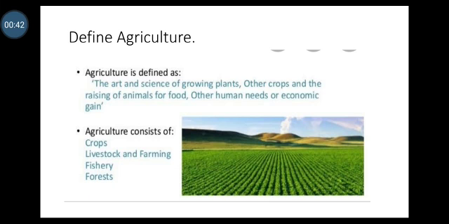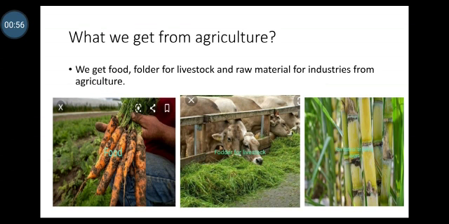Agriculture has been practiced in India since ages. It began in 9000 BC, that is around 10,000 years ago. Most of a country's population depends upon agriculture. Now, what do we get from agriculture? हमें मिलता क्या है agriculture से? Agriculture provides us food. Agriculture provides fodder for livestock. It provides so much raw material for industries.